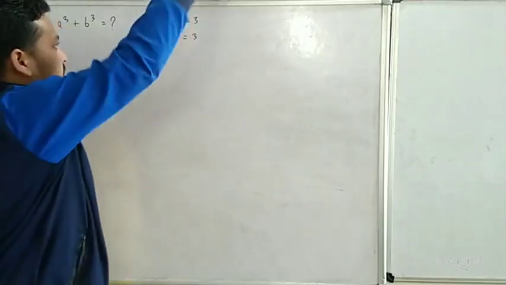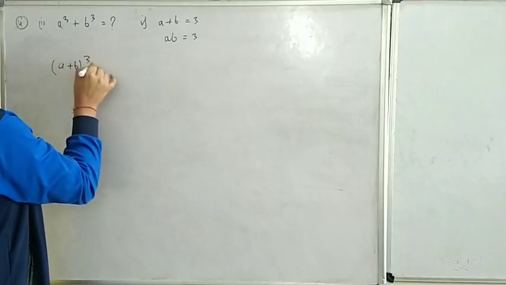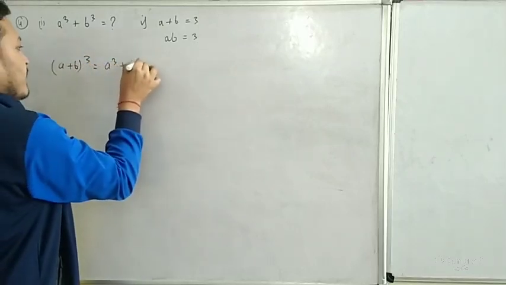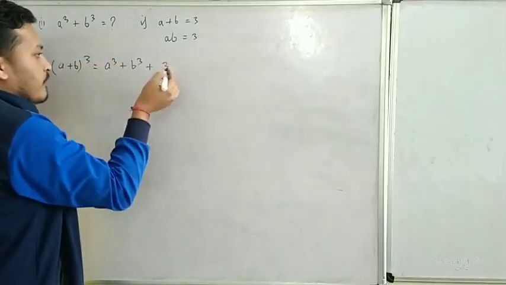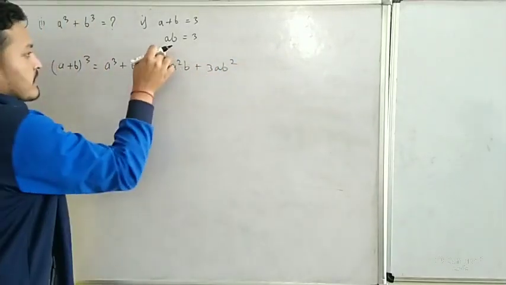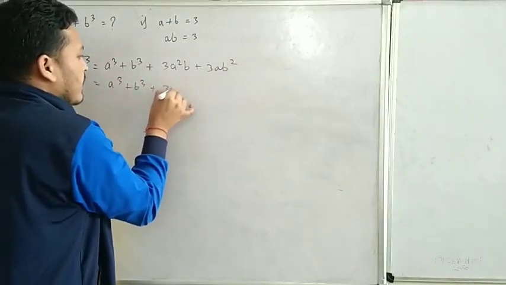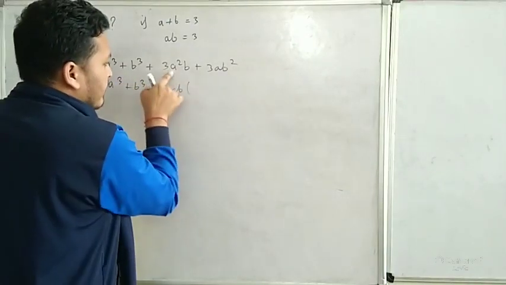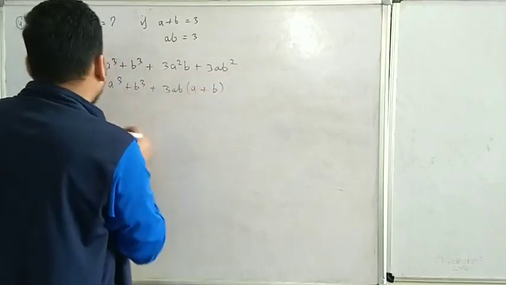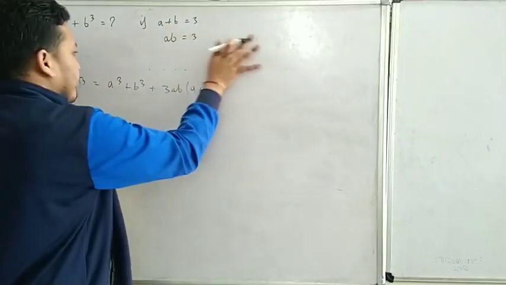Can you write this in terms of a formula? The formula is a plus b whole cube is equal to a cube plus b cube plus 3a squared b plus 3ab squared. Since ab is given, we can write this as a cube plus b cube plus 3ab, with ab common out. Then a is remaining and b is remaining, so a plus b whole cube. So we use this formula, a plus b whole cube.